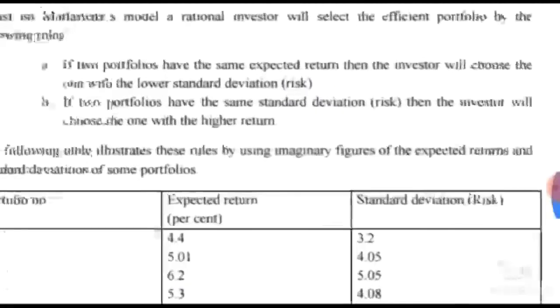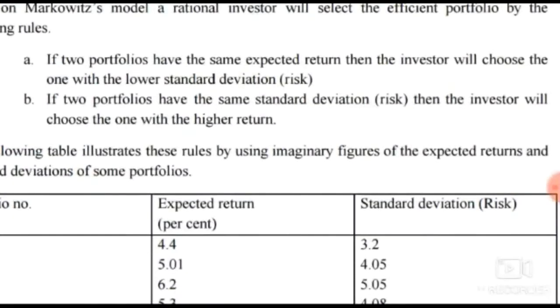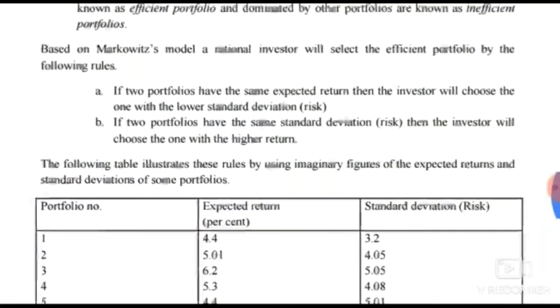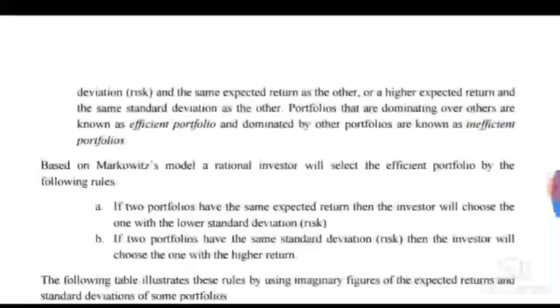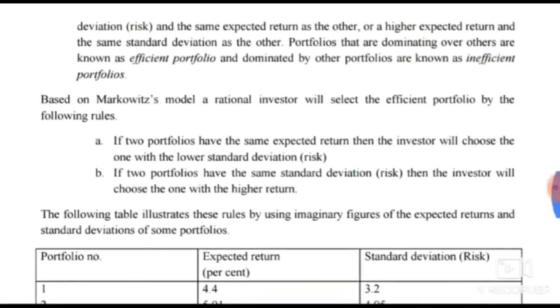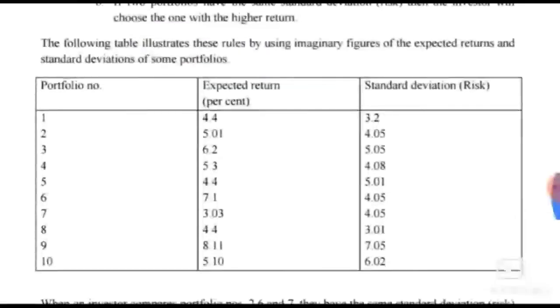So this rule, rules A and B which I told above, can also be said as the concept of the principle of dominance. If you are asked what is the principle of dominance, you have to write this portion. Portfolios that are dominating over others are known as efficient portfolios, and those dominated by others are known as inefficient portfolios, and this is the rule for the principle of dominance.